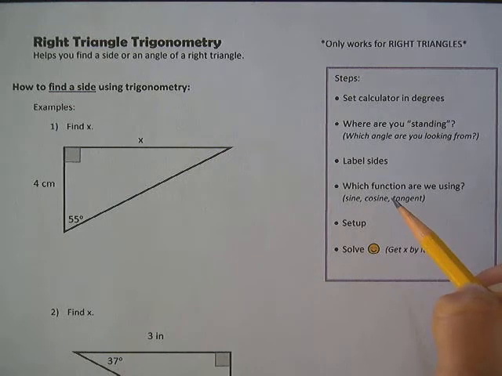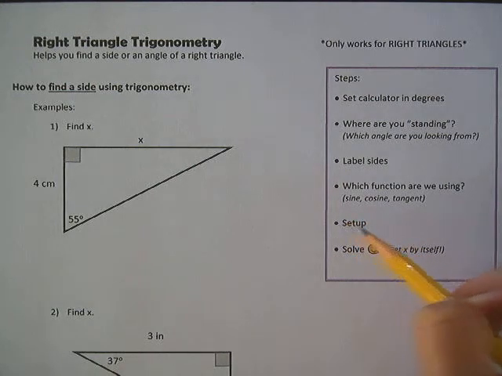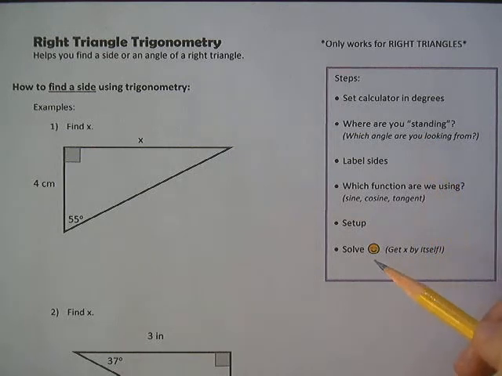Then you've got to figure out with these problems which function you're supposed to be using. It'll be either the sine, cosine, or the tangent function. Then you set it up, which is what we did with the trigonometric ratios, and then you solve. Okay. And so those are the steps.